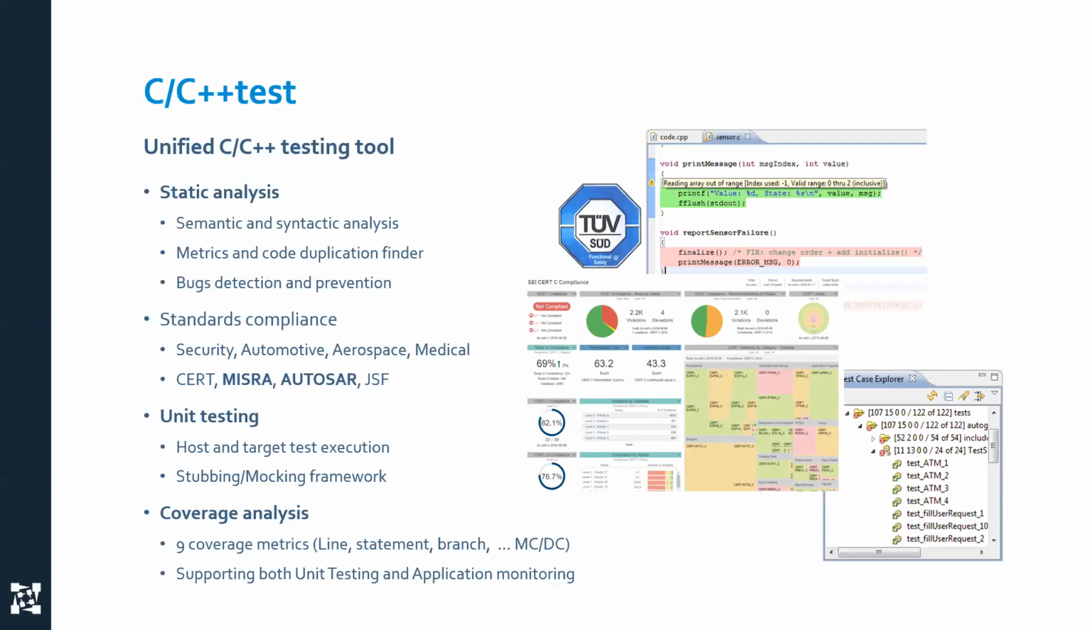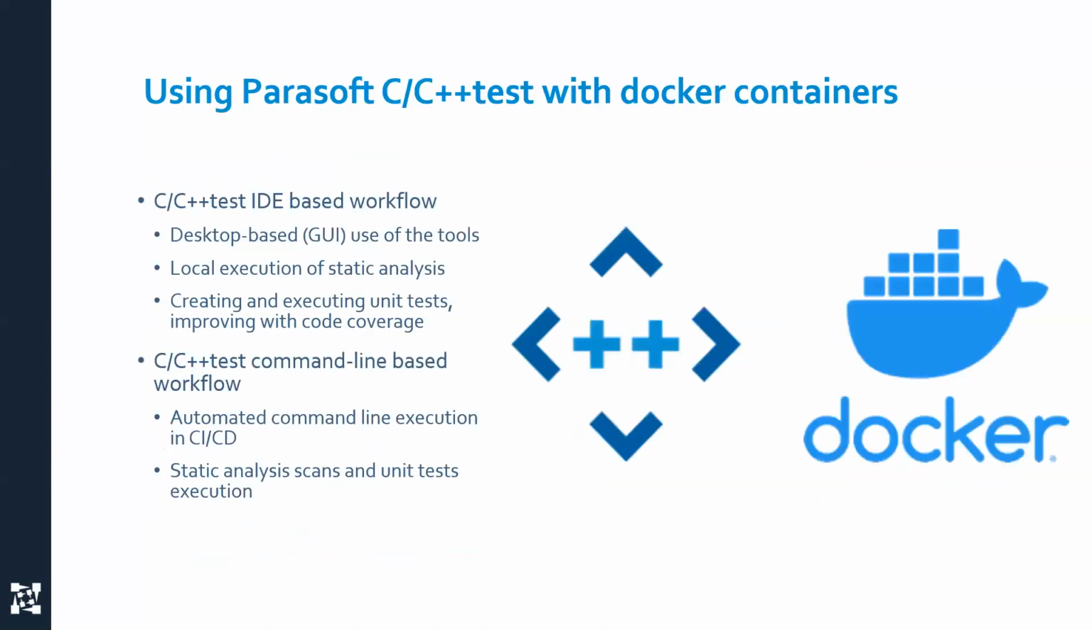And all functionalities are supported with a compliance reporting framework and certified by TÜV Süd, which simplifies the process of tool qualification and approving for use when developing safety critical software. And Parasoft C++test is available as a plugin to Eclipse, Visual Studio, and Visual Studio Code. And it also supports the pure command line mode, which enables using it in fully automated runs in the CI/CD pipelines.